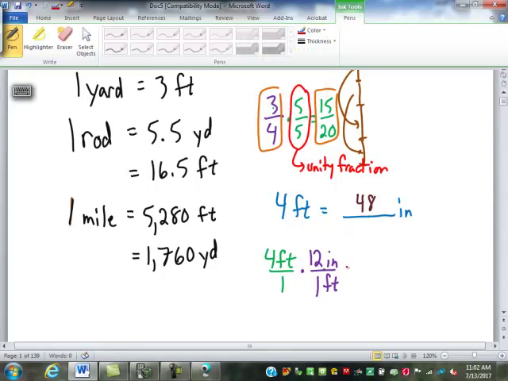So when I multiply by that, I can cross-cancel the feet. They disappear. 4 times 12 inches is 48 inches. 1 times 1 is 1. Well, 48 inches over 1 is just 48 inches.